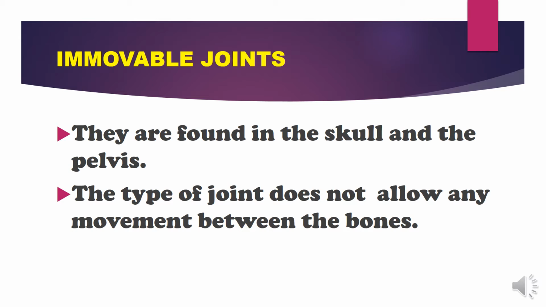And this type of joint does not allow any movement of bones. Yes, they do not allow any movement of bones. Movement of bones is not possible in these types of joints. Therefore, they are called immovable joints. And you should know where these joints are present. They are found in the skull, which we have learned in our part 1 also, and in the pelvis region.